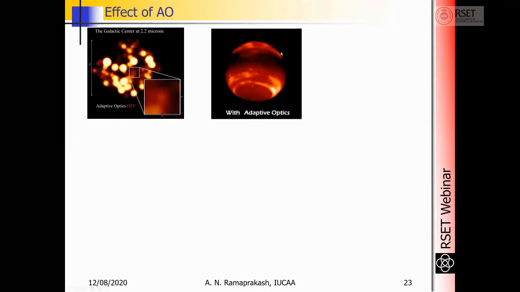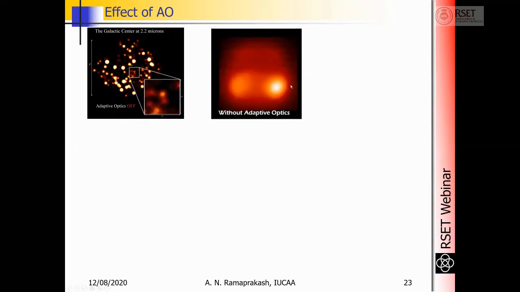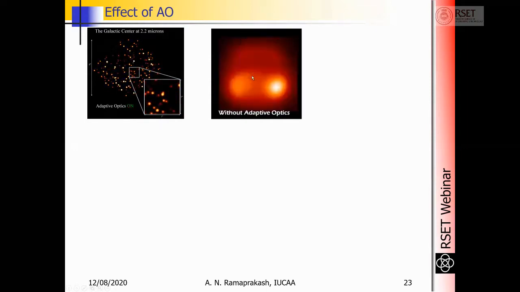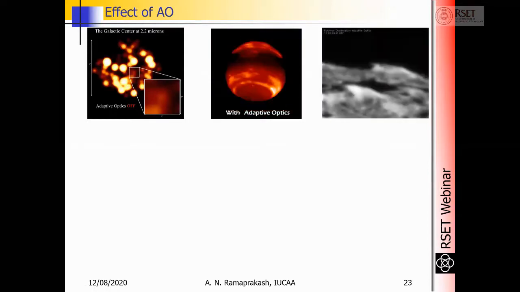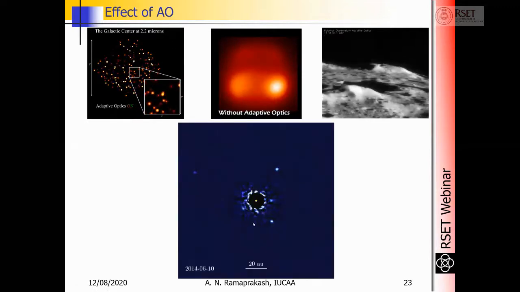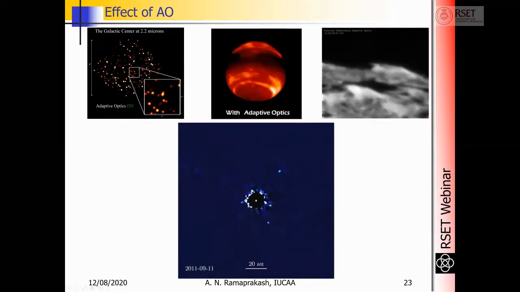Similarly, with adaptive optics, you can see fine structures on Jupiter, and how it becomes blurred without adaptive optics. This is the surface of the Moon with adaptive optics. And this is the real marvel of adaptive optics.